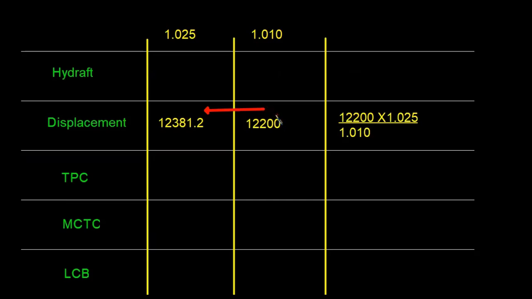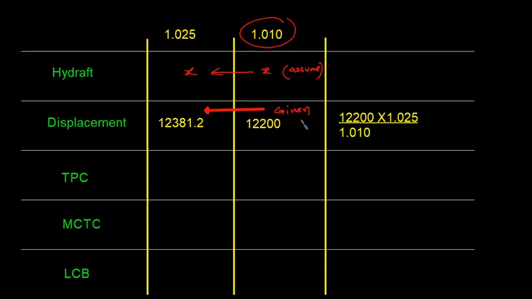Now we have this displacement, and this RD is also given. The relative density is 1.010 and the displacement is 12,200, that is in dock water. So we assume that there is some X amount of hydrostatic draft here and it is the same here. This is an assumption, because it is going to help us find out the values which we need.